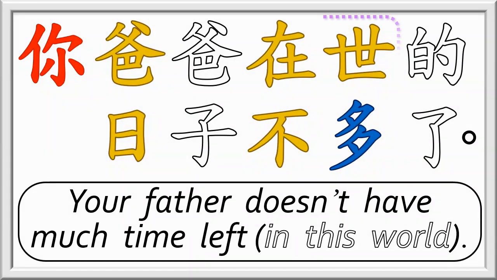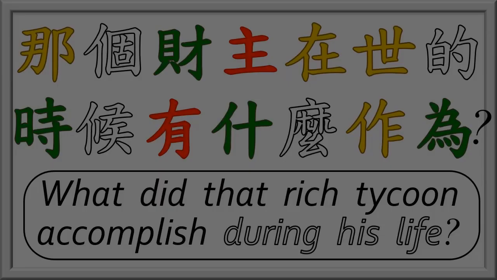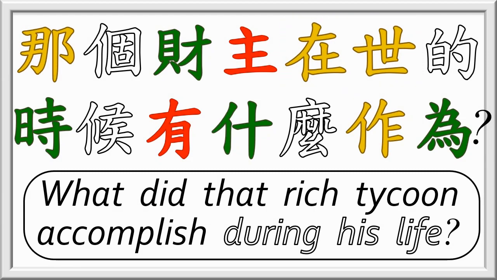在世 literally, in this world, in English means alive or still among the living. 你爸爸在世的日子不多了。Your father doesn't have much time left. 那个财主在世的时候有什么作为？What did that rich tycoon accomplish during his life? 在世 can be expanded to 活在世上 or 人生在世 as in these next four examples.